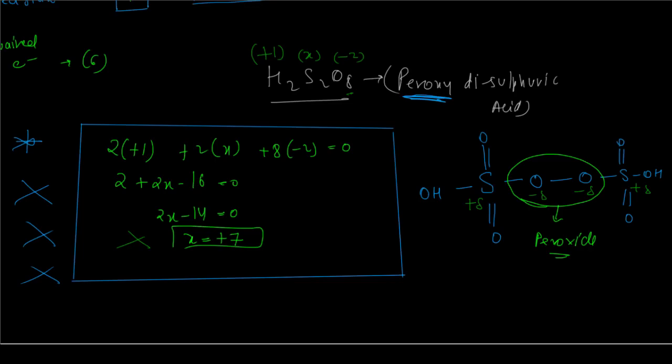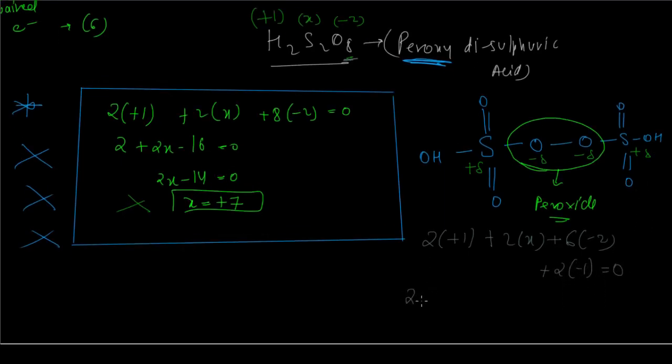So let it be X, and let's now solve this again. If we take all hydrogens to be +1, it will be +1 twice, plus 2 times X, plus 6 times -2, because out of the 8 oxygen atoms, only 6 of them have -2 and 2 of them have -1, so plus 2 into -1, is equal to 0. Now solve it. You get 2 plus 2x minus 12 minus 2 is equal to 0. So the 2 gets cancelled, 2x is equal to 12, which implies that x is equal to +6.